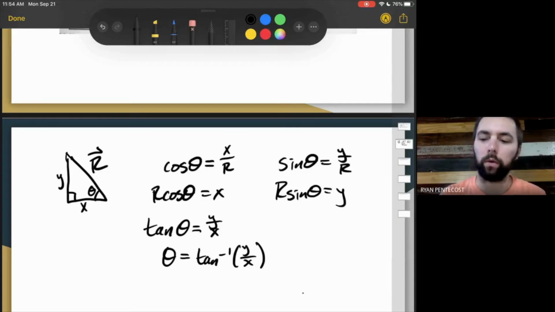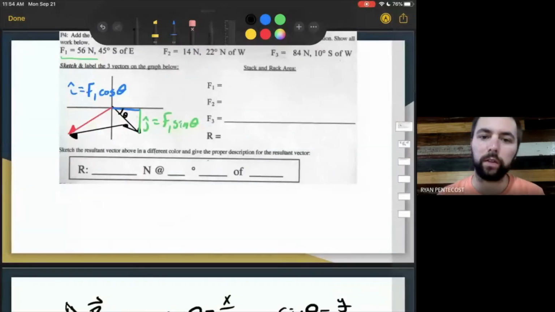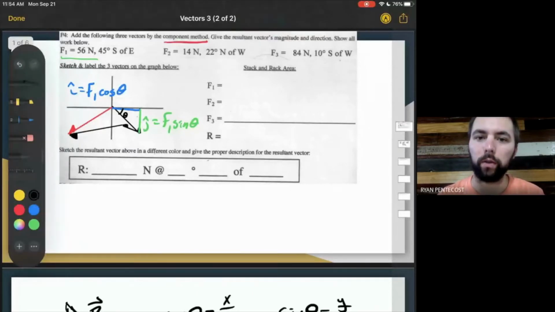Now, when we work with vectors, we're converting all of those x's to i's and those y's to j's. But that's the math that we're working with. So let's go back up here. We've got our i's and our j's. So let's stack and rack. This is a method that we're going to use to add vectors. So we're adding these three vectors using the component method. Component method is when you just combine all the i's, all the j's, do all that math.